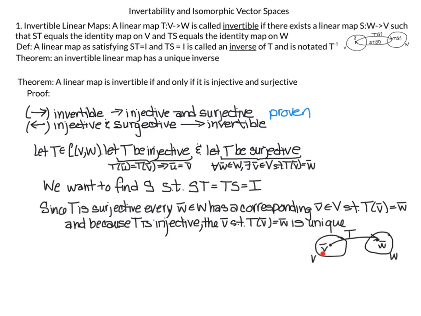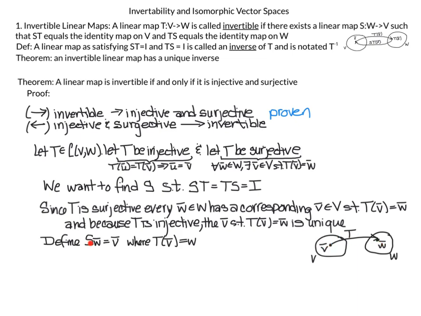And here I have my little drawing. I have our vector space V, our vector space W. So our T will match up with this W exactly one vector V, and it's exactly one because it's injective, it's 1 to 1. And we're also guaranteed that something maps to it because it's surjective. So there's no possibility of nothing mapping to it. So it looks exactly like this.